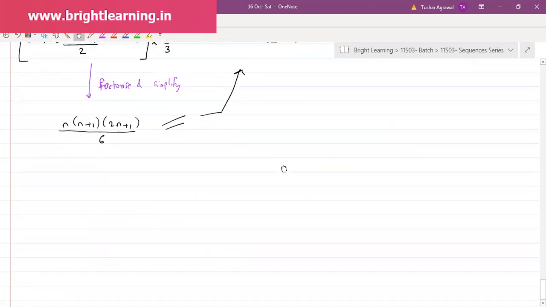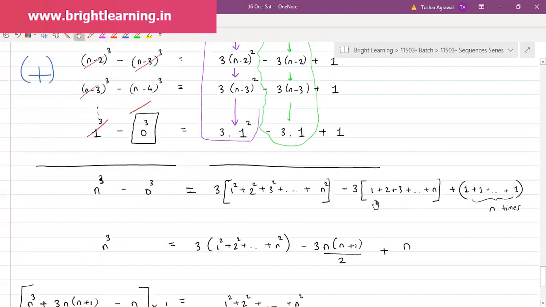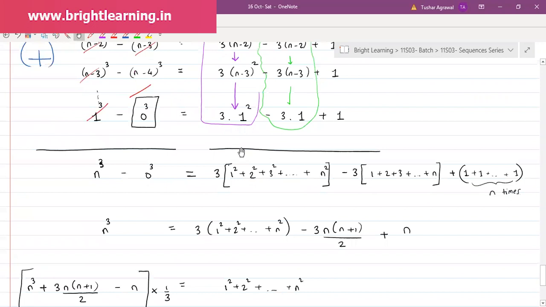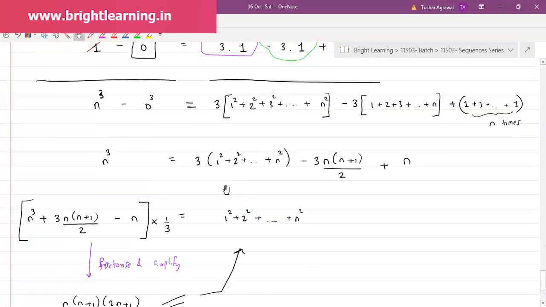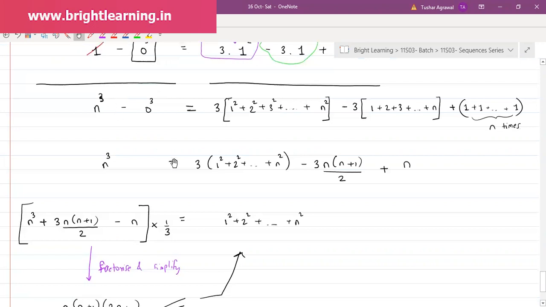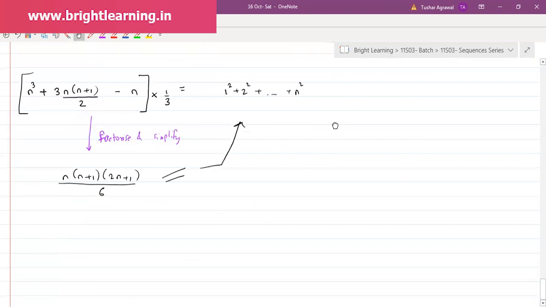Now, for the cube, see, we already knew 1 plus 2 plus 3 up to n, that is when the power was 1: 1 raised to 1, 2 raised to 1, 3 raised to 1. When the power was 2, 1 raised to 2, 2 raised to 2, n raised to 2, we derived the formula. To derive that, the summation of squares, we used the identity of subtraction of cubes. Now to derive it when the power is 3, means the summation of cubes.